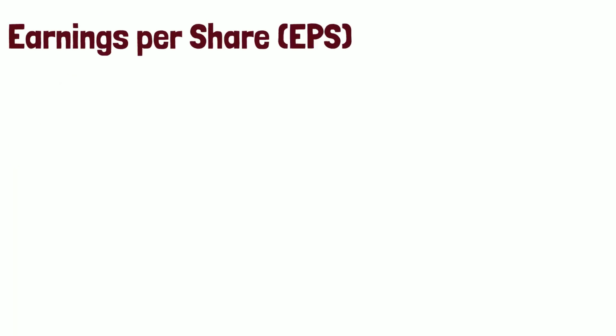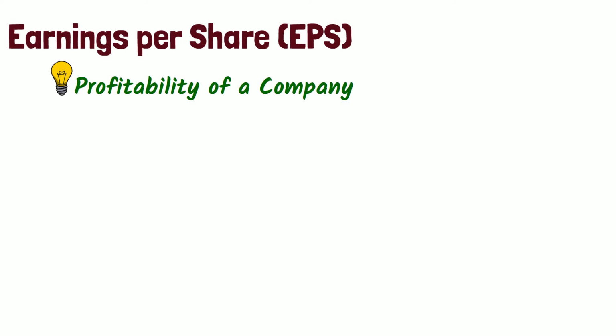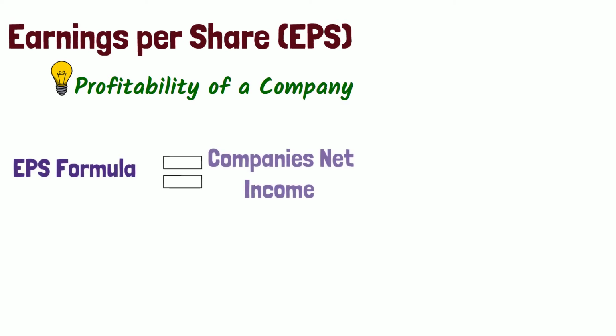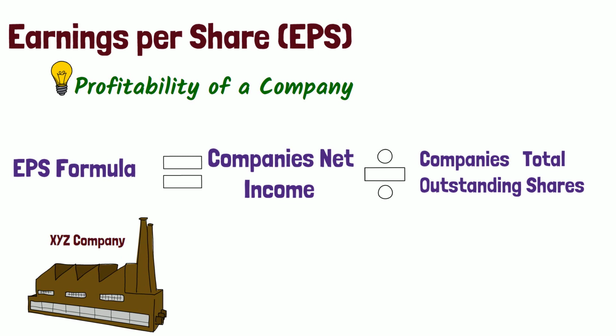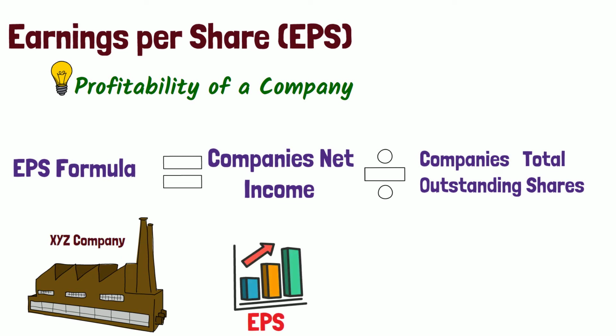Earnings per share. It gives investors an idea about the profitability of a company. EPS is calculated by dividing the company's net income by its total number of outstanding shares. Companies that have good EPS growth over the past years should be good candidates for buying.